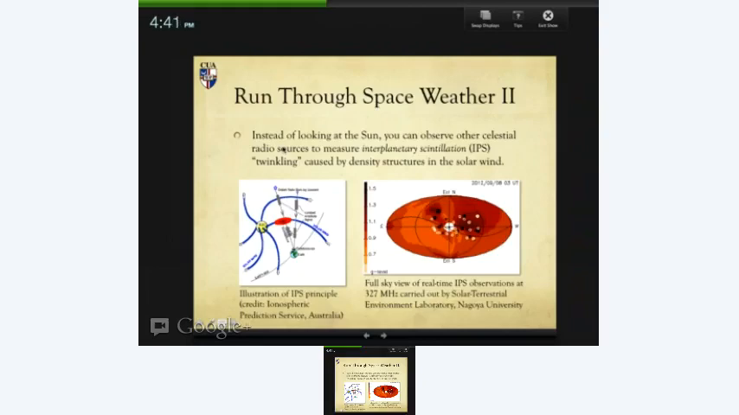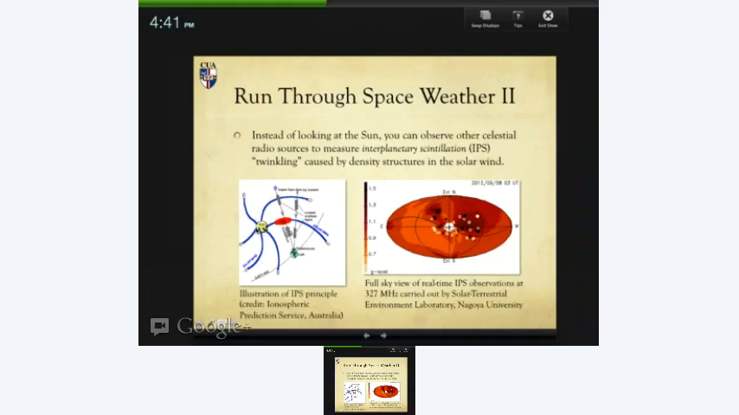And once you observe certain sources, you also observe the intensity of the emission coming from that source. Fluctuations in the intensity of the signal from that source give you a level of scintillation, or you can call it twinkling, at that source, right? And this twinkling, or the scintillation, is actually caused by density structures in the solar wind. Okay, so here's an illustration of the situation.